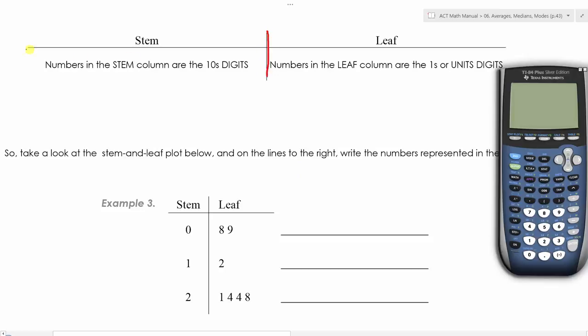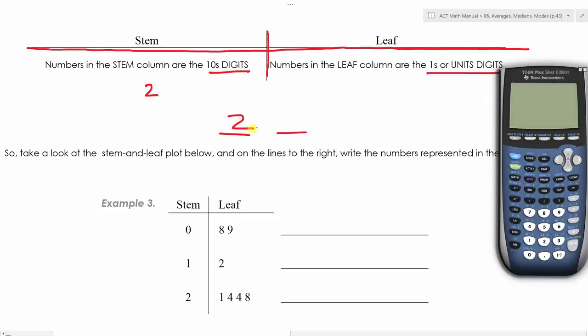So you'll have a column on the left which is labeled stem and a column on the right which is labeled leaf. And what you need to understand is that the numbers on the left are tens digits and the numbers on the right are ones or units digits. So if I had something like this, that 2 is a tens digit, so I'm talking about something in the 20s. And then a thing on the right would be a ones digit. So if I see a 2 and a 3, that's the number 23.